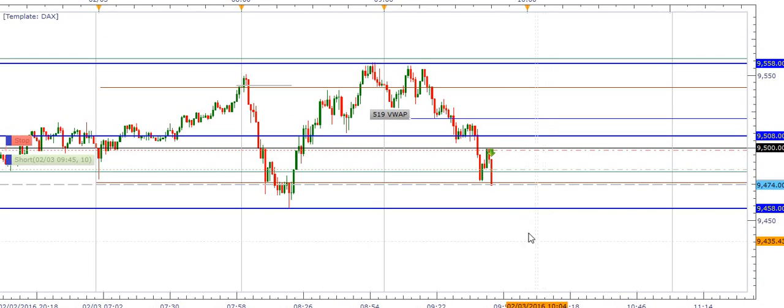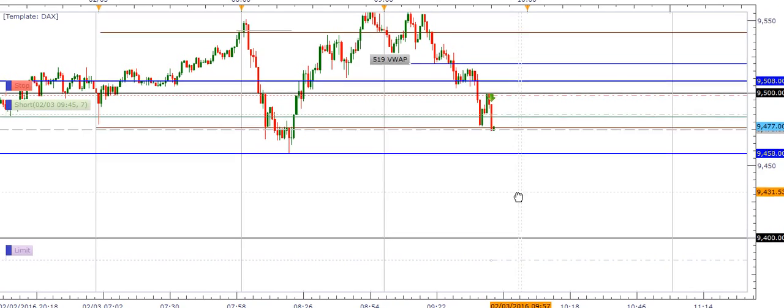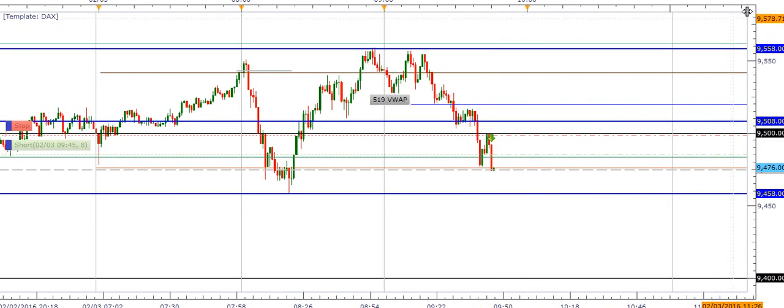So we can see failure here, a short here. Let's see if we hold this day's open price or if we break straight through and break this day's low. At the moment, the fact that it failed above 500 seems to be the better scenario, but let's see.